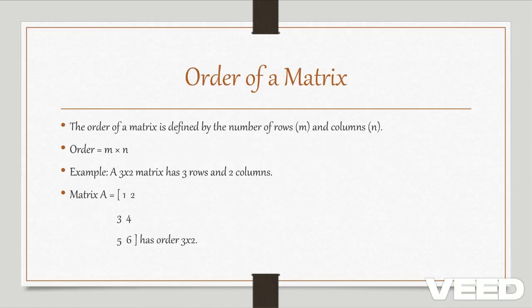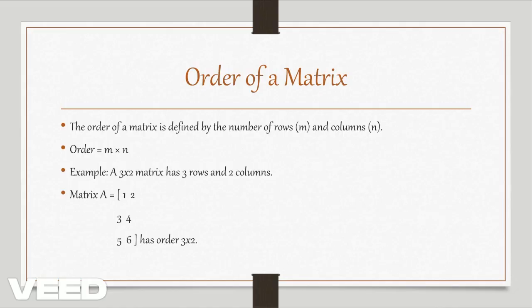Next, what is the order of a matrix? Order of the matrix is defined by the number of rows and columns. If there are m number of rows and n number of columns, then the order is m cross n. This is the example of a matrix which has order 3 cross 2. We can see here we have 3 rows and 2 columns.